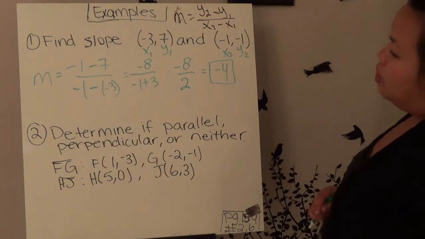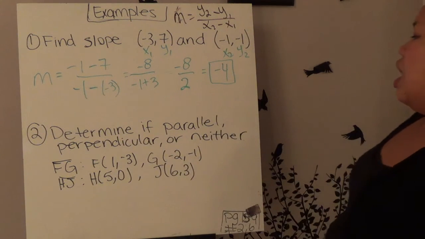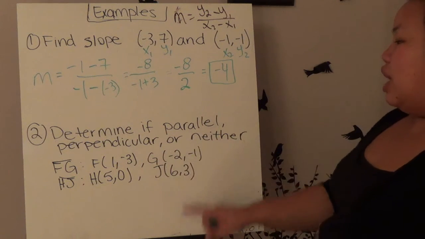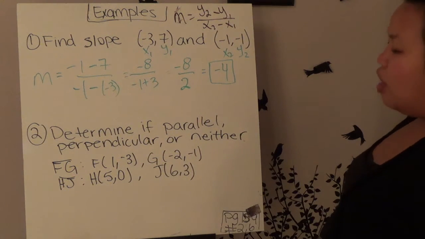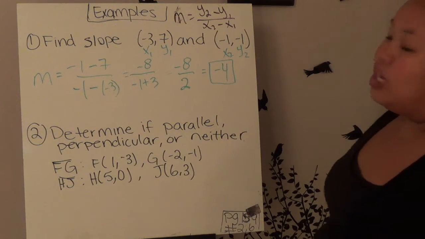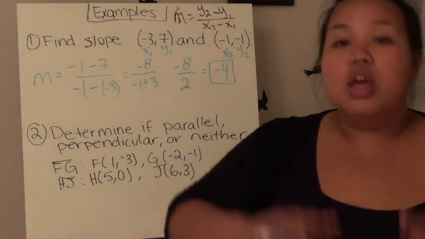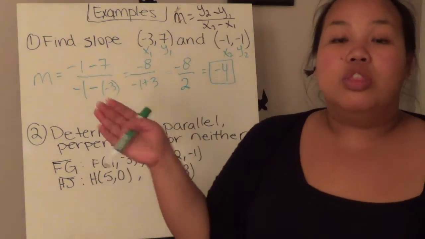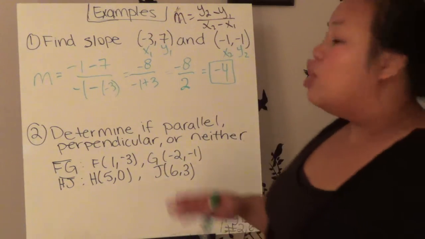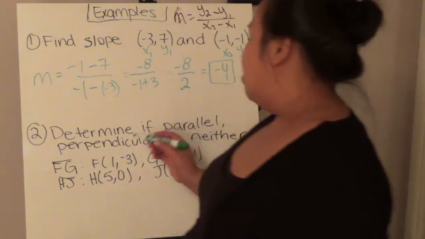Okay, so the next one is we have to figure out if these two lines, line FG and line HJ, are parallel, perpendicular, or neither. And in order for us to do that, we need to find the slopes. Okay, they don't have to be one or the other. They don't have to be parallel or perpendicular. So they could be neither, but we need to find the slopes in order to figure that out. You can graph it, but it's a lot easier just to put it into the equation. So let's do the first one.